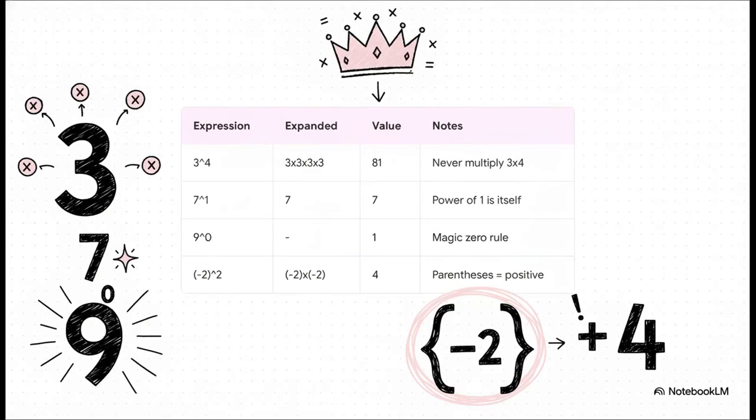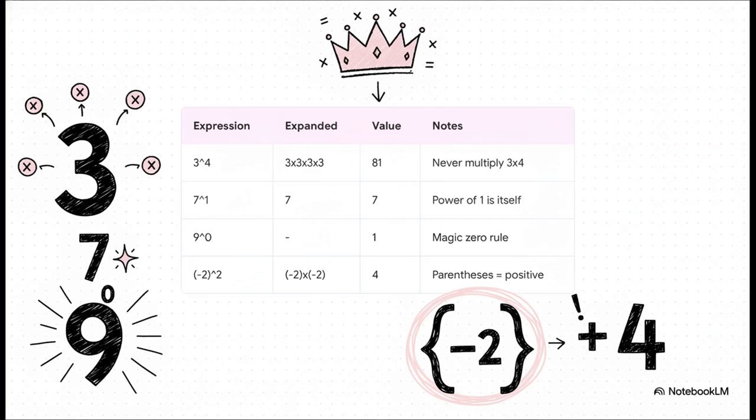When we pull all of these rules together, the power of 1, that magic zero rule, avoiding the trap of simple multiplication, they form a perfectly logical system, like a cheat sheet for reality. But there's one crucial little detail to always watch out for, especially when negative numbers enter the mix.